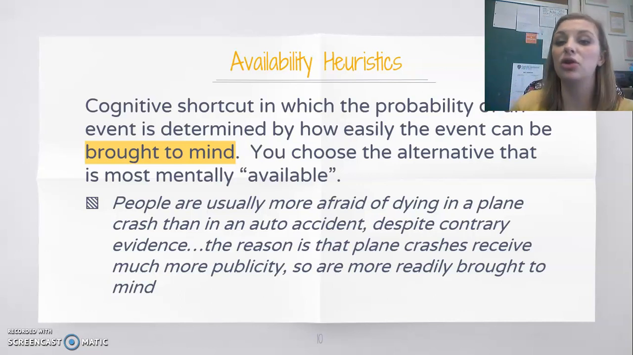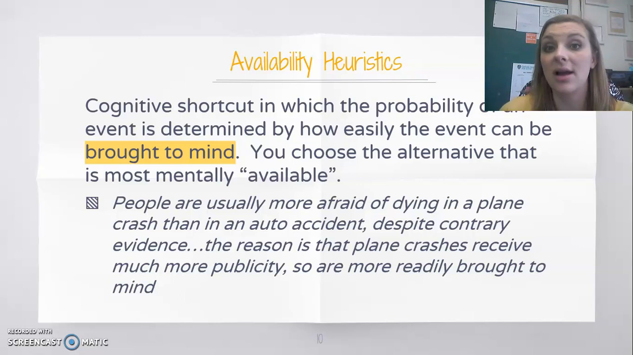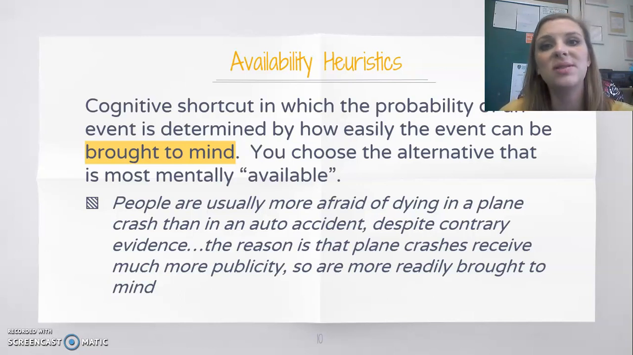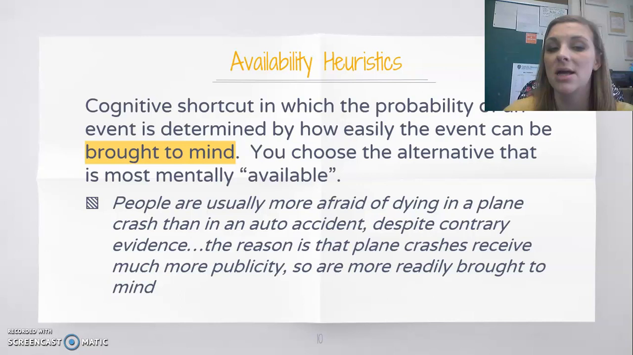So, for example, you're more likely to be afraid of flying and dying in a plane crash than you are to be scared of riding in a car and getting in a car crash. Despite the statistics that you're more likely to get into a car crash than in a plane accident, you see plane crashes much more publicly on the news. They are much more readily available in your mind than car crashes. Okay, that's the idea of the availability heuristic.